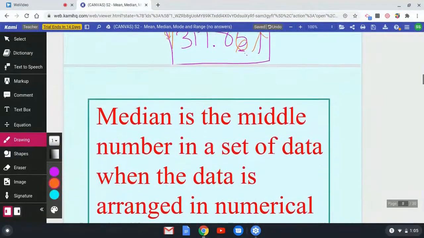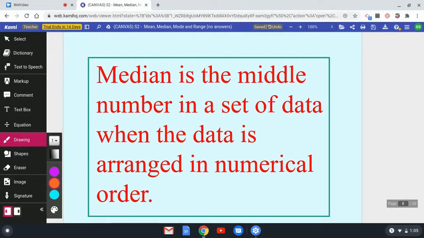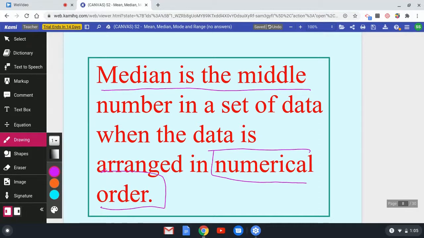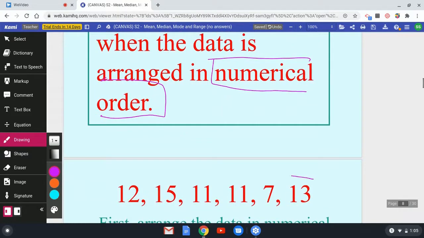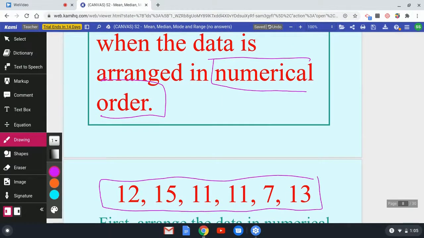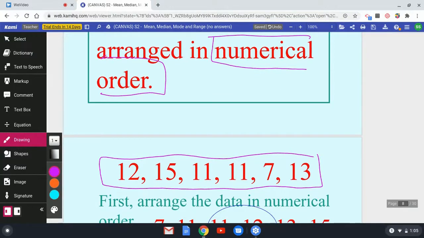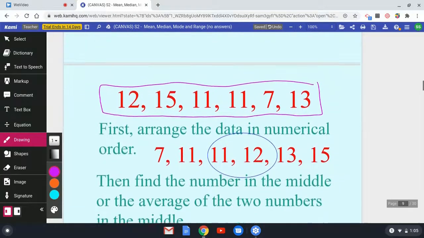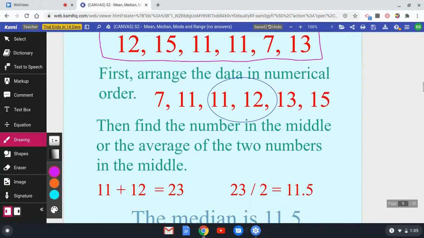Let's move on and talk about the median now. The median is the middle. The median's the middle when arranged in numerical order. That means I have to put the numbers in order first. Here's our data set again, and we are asked to find the median. So we have to put them in number order, or least to greatest: 7, 11, 11, 12, 13, 15.